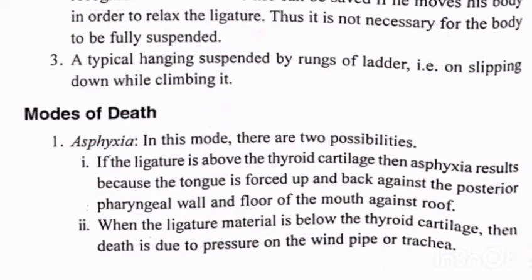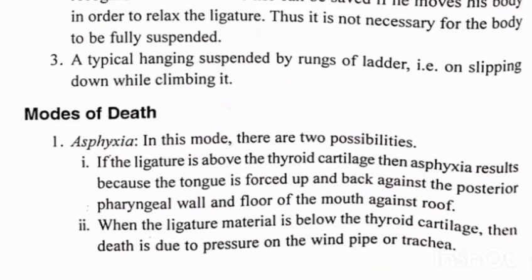Now we discuss the mode of death in asphyxia. There are two possibilities: the ligature is above the thyroid cartilage, or below the thyroid cartilage. Above the cartilage, asphyxia results because the tongue is forced up and back against the posterior pharyngeal wall. The pharynx becomes blocked by the floor of the mouth against the roof, so air cannot pass through the pharynx.